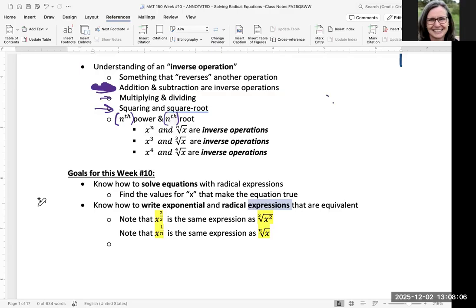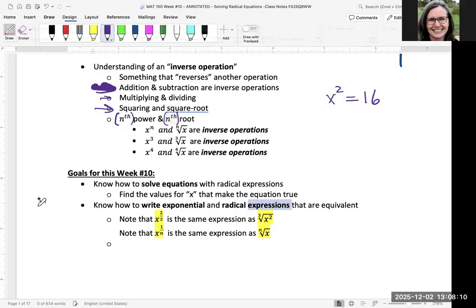If I have x squared equals 16 and my goal is to isolate the x, what I choose to do to both sides of the equation is take the square root. The square root of x squared is x. The square root of 16 can be 4, and it can be -4. So there are two solutions.